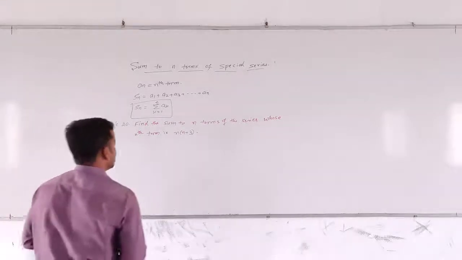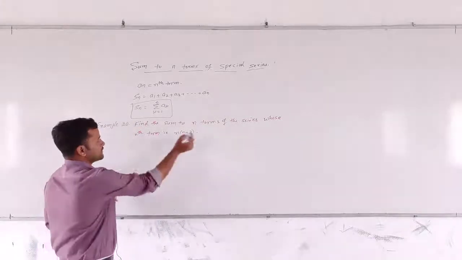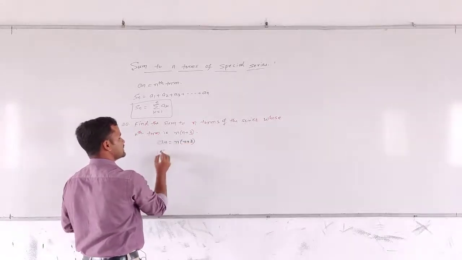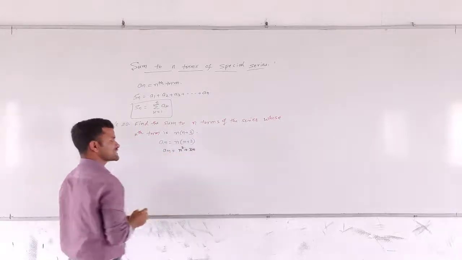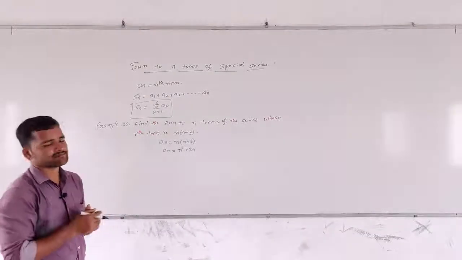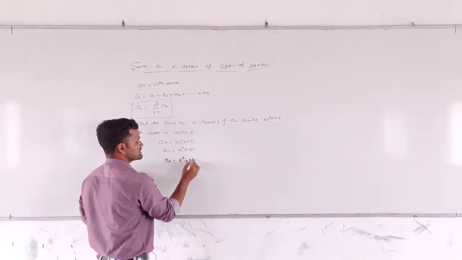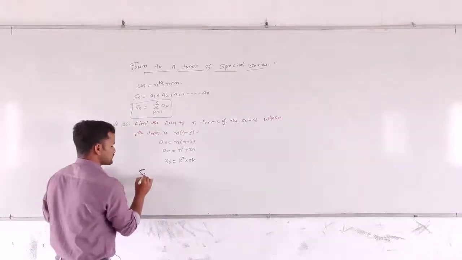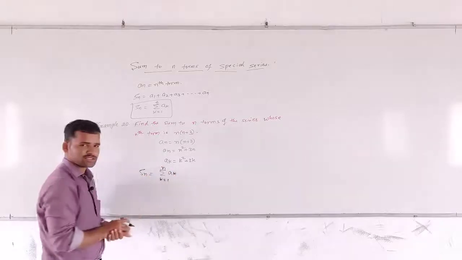Now we need to find Sn, the sum of the first n terms. This is an is equal to n into n plus 3. If it multiplies, this becomes n square plus 3n. We want ak, so we will replace n by k. That can be written as ak is equal to k square plus 3k. In place of n we are writing k, that's all. Now Sn is equal to summation of ak, where k varies from 1 to n. This is the general concept.